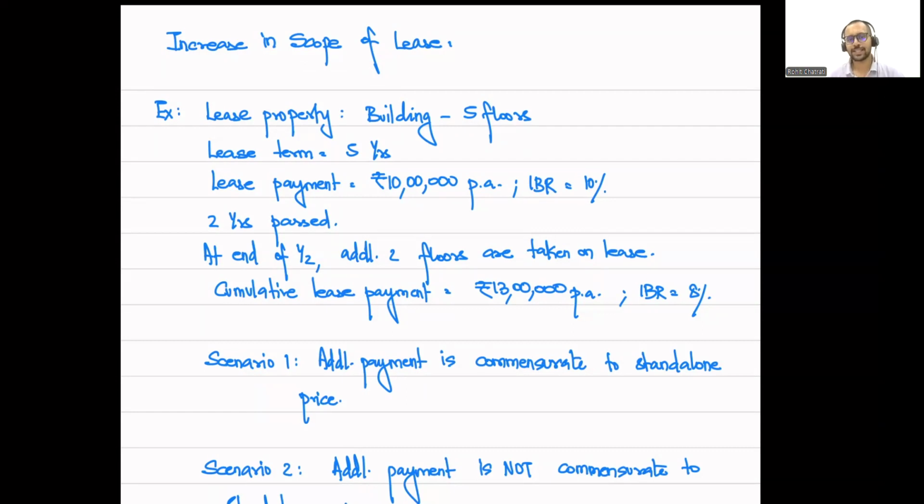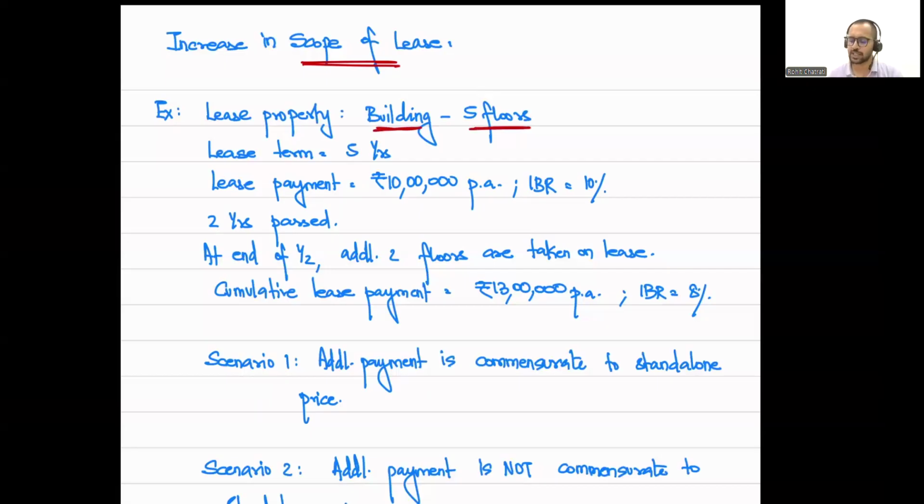Now let us look at an example for increase in the scope of lease. We don't have an illustration in the institute material which covers only increase in the scope of lease. So therefore, I've drafted my own example to see how an increase in the scope of lease is accounted for. Let us assume that there's a property building which we have taken on lease which has 5 floors.